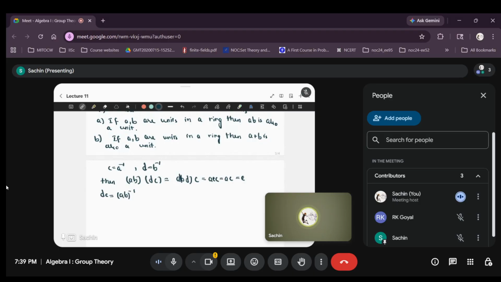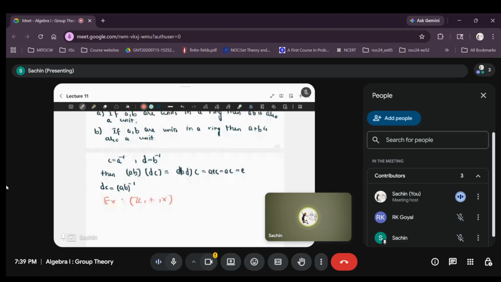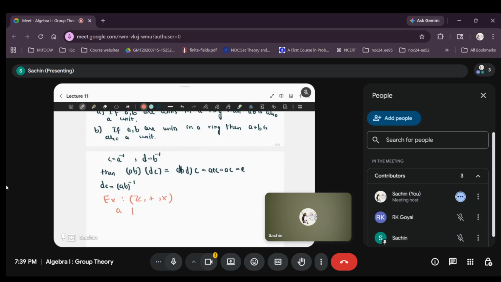For example, in Z, in the ring of integers, 1 is a unit. So set a and b both to be 1. a and b are both units. It doesn't say a and b are distinct elements. You can pick the same element. a plus b is 2, which is not a unit. So the sum of two units need not be a unit.